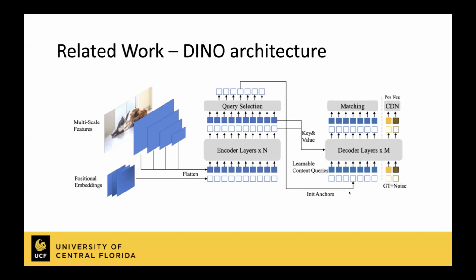Now, with the initialization of the anchors and the learned content queries, they use deformable attention to combine the features of the encoder outputs and update the queries layer by layer. The final outputs are formed with refined anchor boxes and classification results predicted by the refined content features.